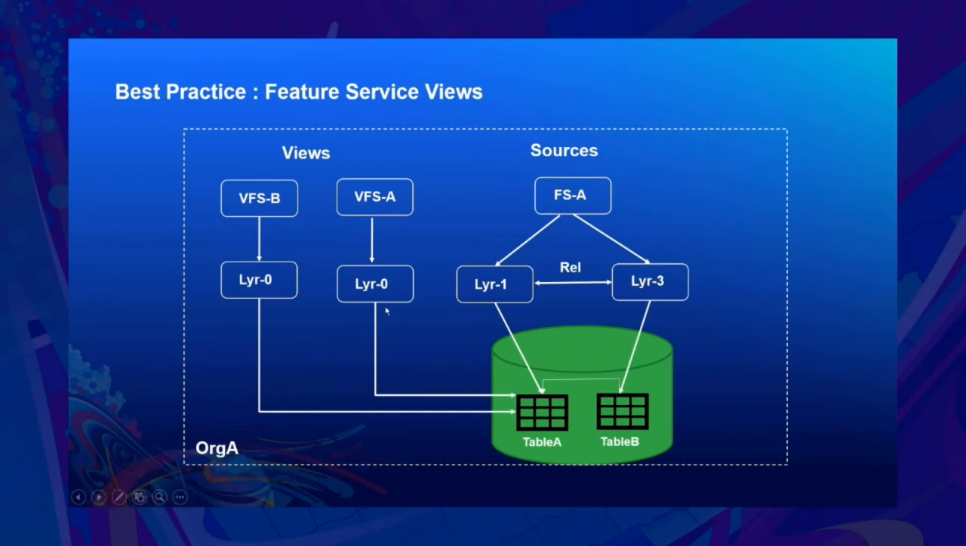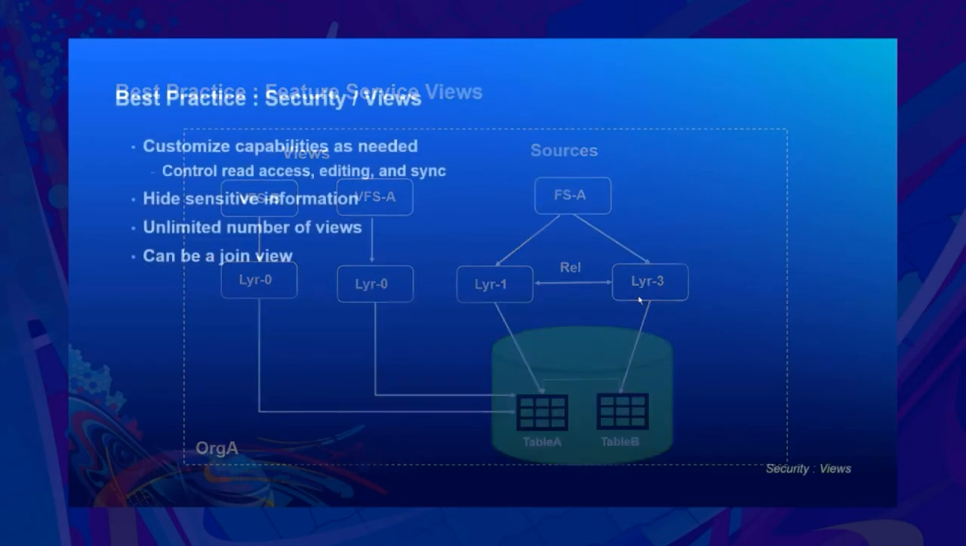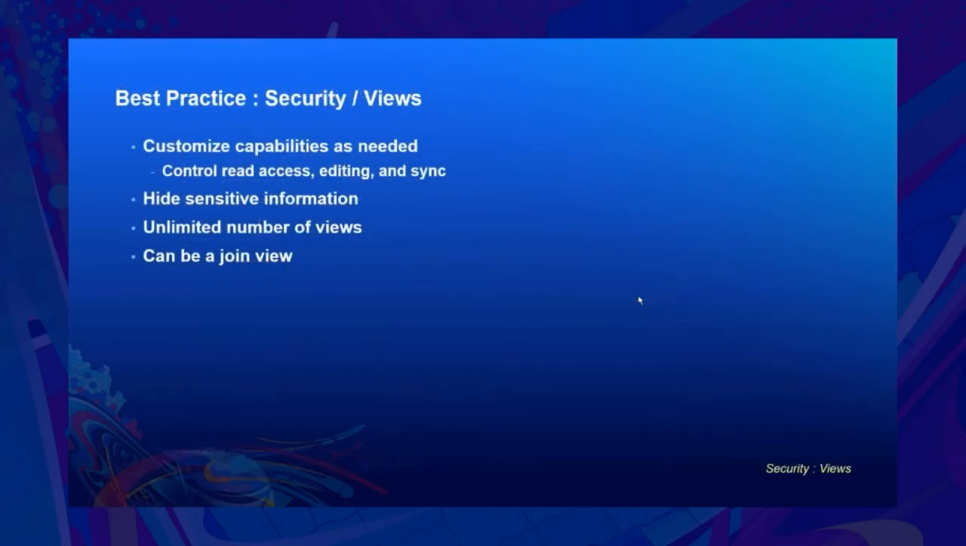When you update the source, the view will be able to see the changes. You can subset the layer you have, so you can create a view that has only one layer, even if you have two layers in the source, and you can totally control the capabilities or even customize the ownership-based access control for each view. So you can customize the capabilities as needed for the views. You can control read access, editing, and sync. You can hide sensitive information within each view by using the visible property in each field.